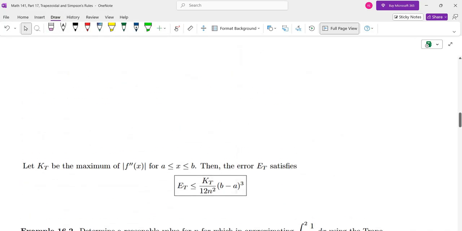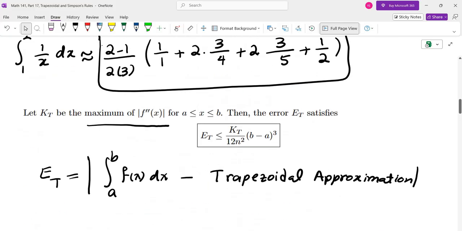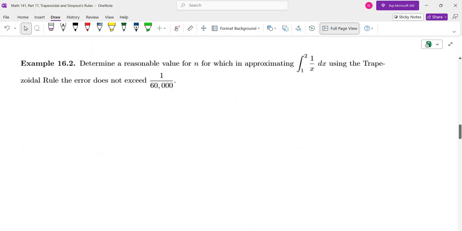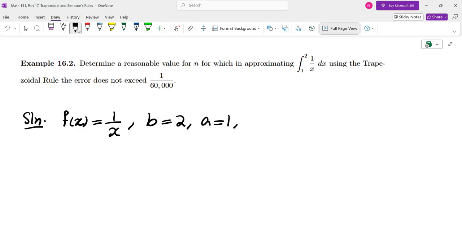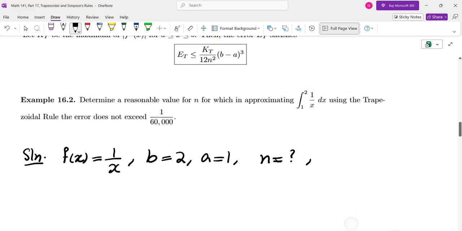So let's look at an example on this. Determine a reasonable value of n for which, in approximating this integral using the trapezoidal rule, the error does not exceed 1 over 60,000. The function that we are given is 1 over x, b is 2, a is 1. And the question is, what is n? We want the error to be less than or equal to 1 over 60,000.